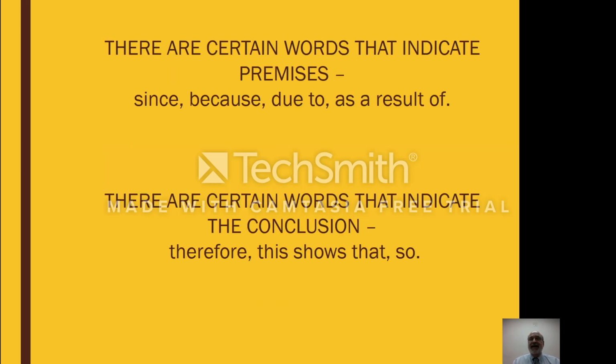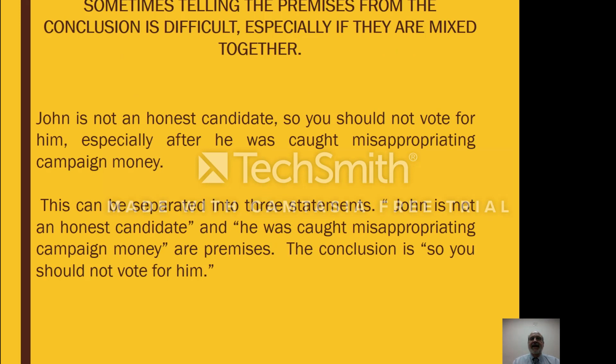There's certain words that indicate premises, like since, because, due to, as a result of. There's certain words that indicate the conclusion, therefore, this shows that, so. Now, sometimes telling the premises from the conclusion is difficult, especially if they're mixed together. Take the following sentence. John is not an honest candidate, so you should not vote for him, especially after he was caught misappropriating campaign money.